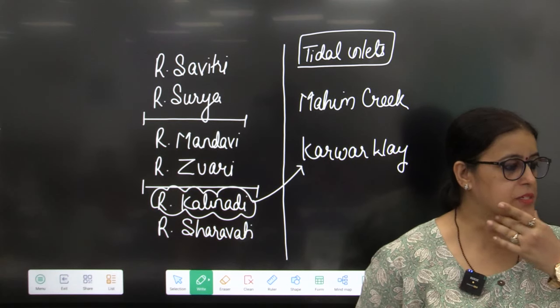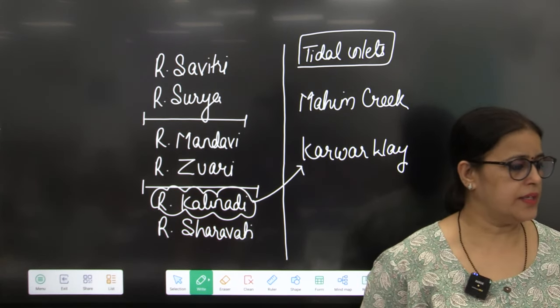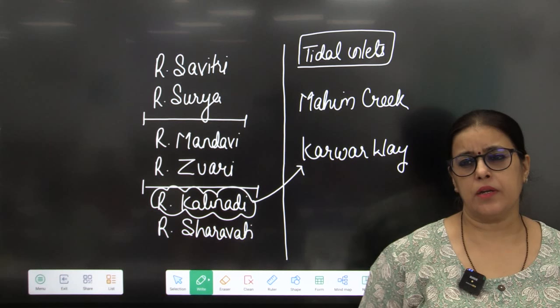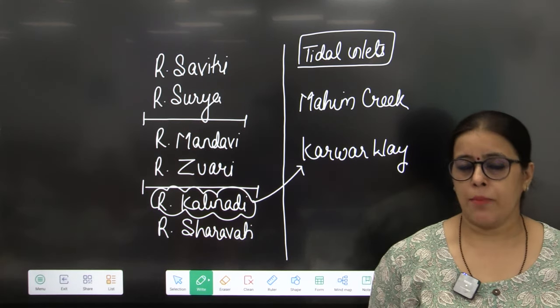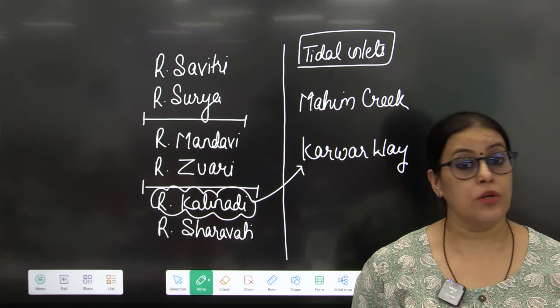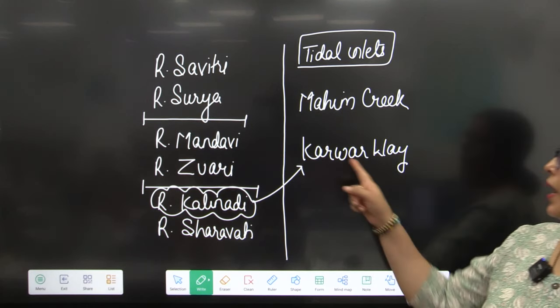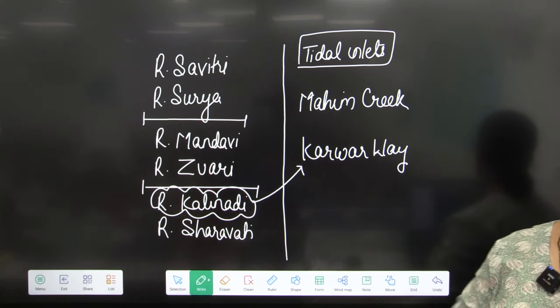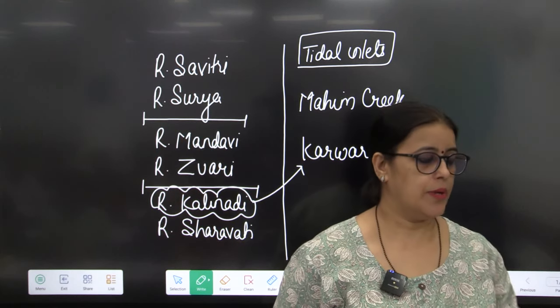If I say it is the mouth of river Kali Nadi, what is the appropriate term that you will suggest in the bracket? Shabash. It is estuary, not creek. Comfortable? So Karwar Bay, bracket, estuary. We'll see them on the map just in a while.